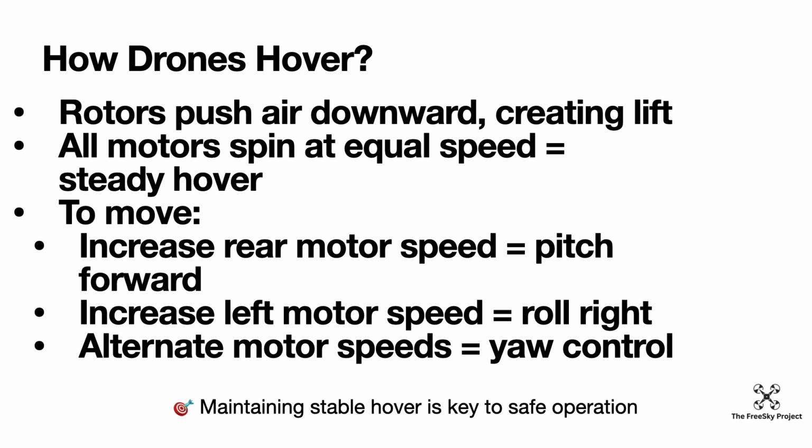When a drone hovers, all motors spin at the same speed, pushing air downward to create lift. To move, we adjust motor speeds: speed up the rear motors to pitch forward, or speed up the left motors to roll right. Yawing is done by alternating motor speeds. Keeping a stable hover is key for safe flight.